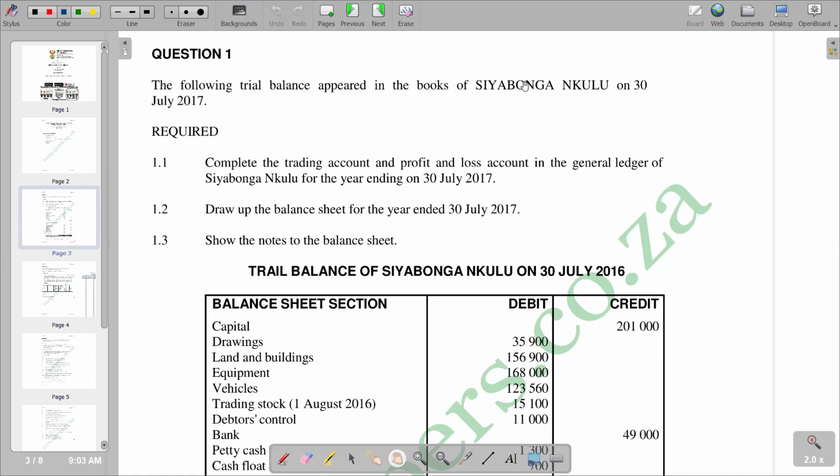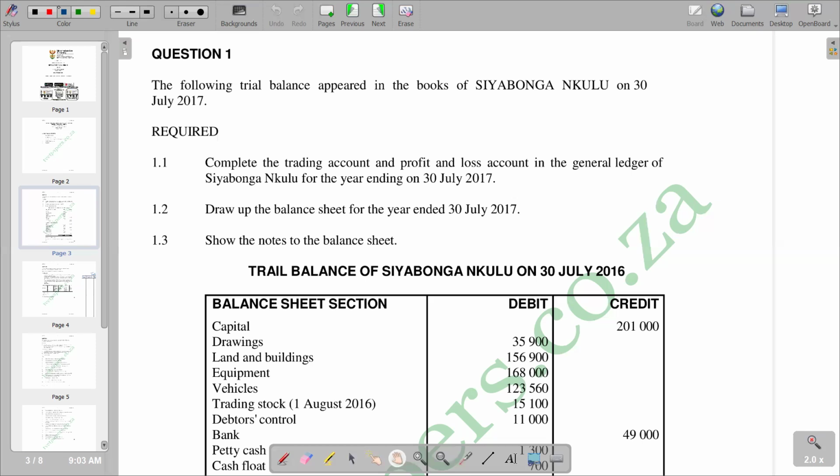In this video, we want to look at the preparation of the trading account. I've got a question that we want to look at, and this is our question one. It says the following trial balance appeared in the books of Siabong and Kul on 30 July 2017. The required part, 1.1, reads: complete the trading account and profit and loss account in the general ledger of Siabong and Kul for the year ending 30 July 2017.